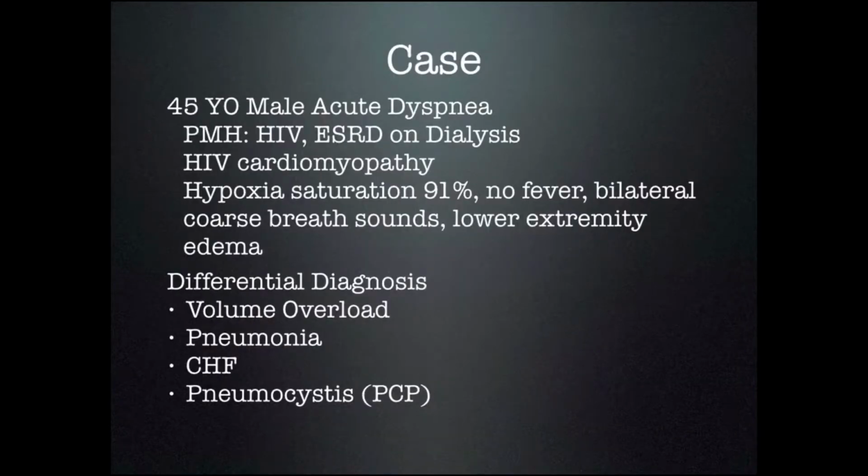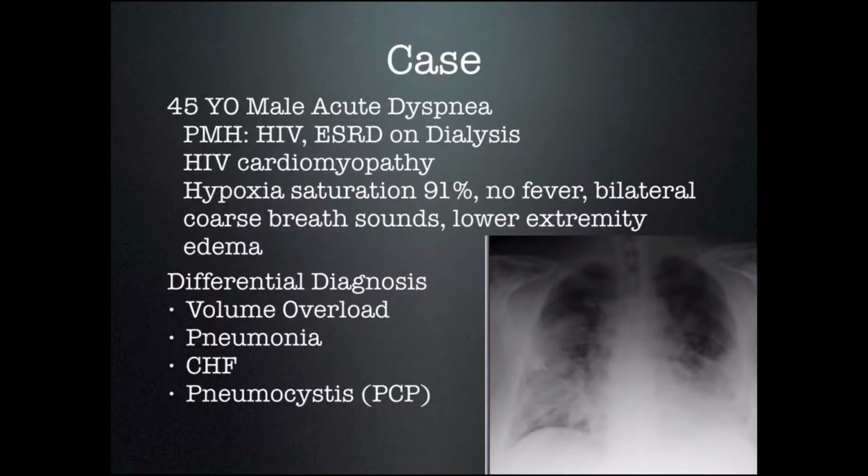Here's another case. 45-year-old male comes in with acute shortness of breath. He's got a history of HIV. He's on dialysis. He's got a history of HIV cardiomyopathy. He is hypoxic with a saturation of 91% on arrival. Does not have a fever. Has bilaterally coarse breath sounds and lower extremity edema. So if I were going to make a differential for this, I would start thinking, is this volume overload? Is this pneumonia? Maybe it's CHF because he's got a history of the HIV cardiomyopathy. And maybe it's pneumocystis because he's not on his medicines.